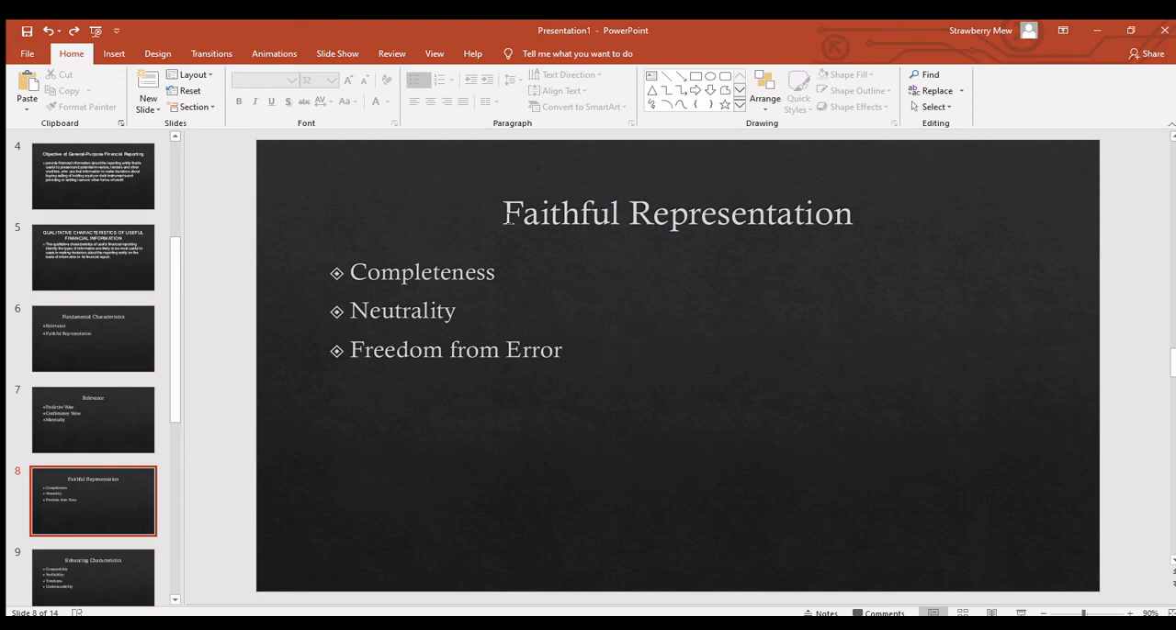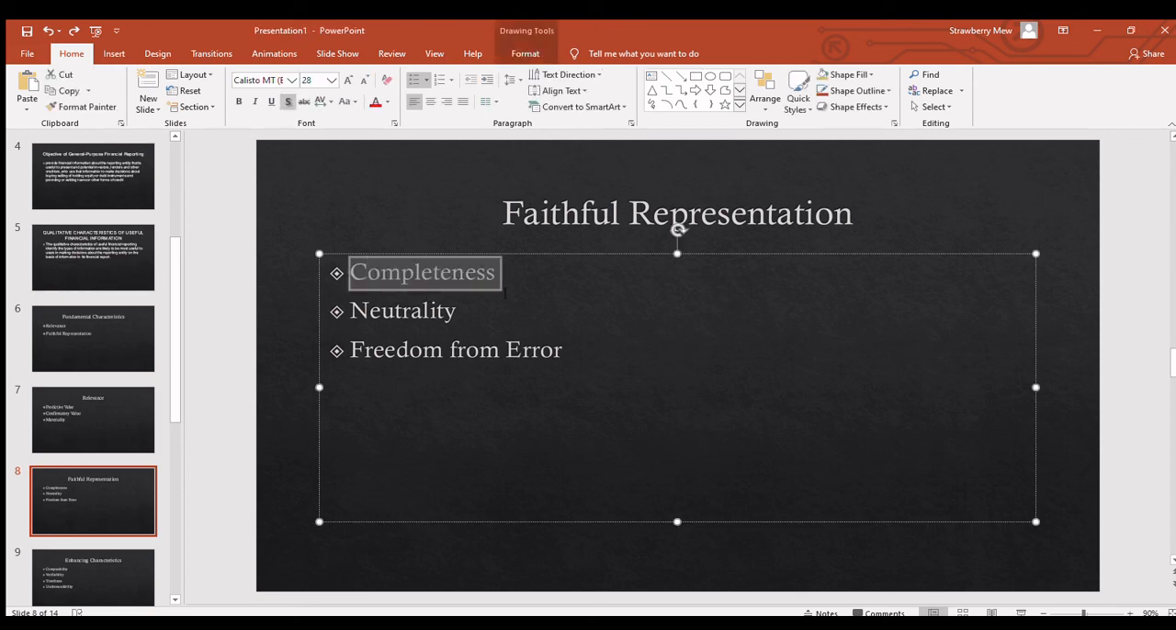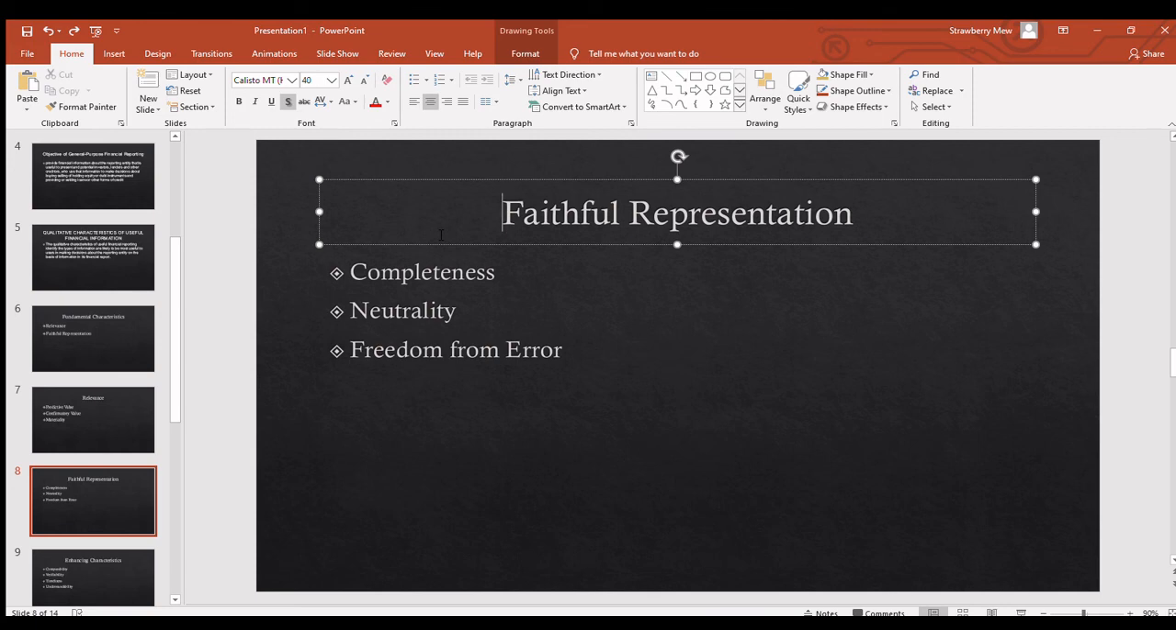So next is we have the faithful representation. Okay? A faithfully represented information must have these three characteristics. It should be complete, it should be neutral, and it should be free from error. Okay? So it should all have these three characteristics for it to be faithfully represented. Right? So first is the completeness.